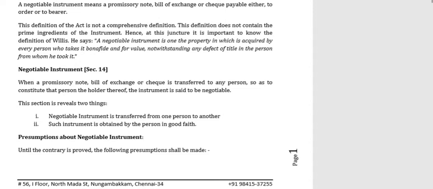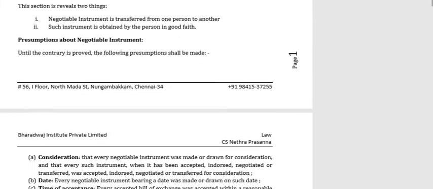Now, when you come to negotiable instrument under section 14, when a promissory note or bill of exchange or a check is transferred to any other person so as to constitute that person the holder thereof, the instrument is said to be negotiable. That is what I said. It must be transferred and the instrument is so obtained in good faith.